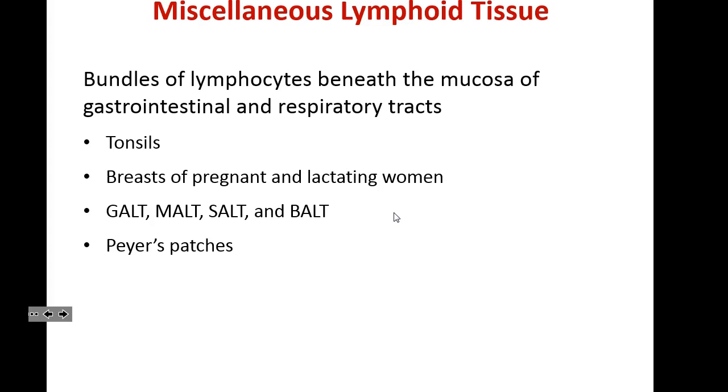Miscellaneous lymphoid tissue. Bundles of lymphocytes beneath the mucosa of the gastrointestinal and respiratory tracts. That's where we have our tonsils, the breast of pregnant and lactating women: GALT, MALT, SALT, and BALT. Anybody choose to take a guess at SALT and BALT? We know GALT and MALT, right? GALT, gut-associated lymphoid tissue. MALT, mucosa-associated lymphoid tissue. What's SALT and BALT? Let's learn it. Peyer's patches. We also have Peyer's patches associated with lymphoid tissue.